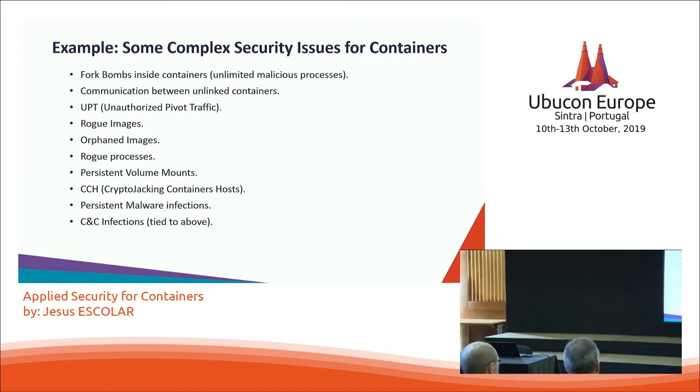Rogue processes, again, processes that we're not expecting. The persistent volume mounts: what happens when people actually use these mounts for persistent storage and then put some malware, some malicious code, malicious files there. That's a very nice one. The cryptojacking containers host, that's beautiful. There have been some cases this year and last year where they use a large number of containers and exploit them to do crypto mining.